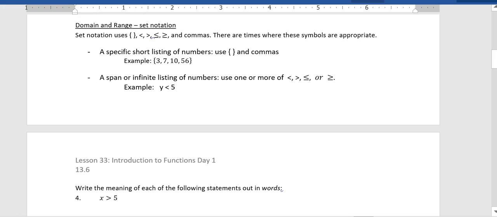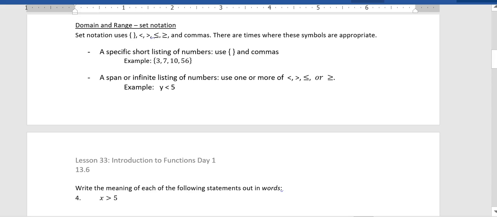Okay, the second situation is a span or infinite listing of numbers. When that happens, use one or more of the less than, greater than, less than or equal to, or greater than or equal to symbols. And an example is y is less than 5. So we used some of the less than symbols when we were graphing last time.